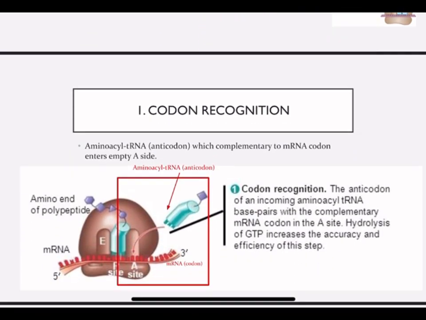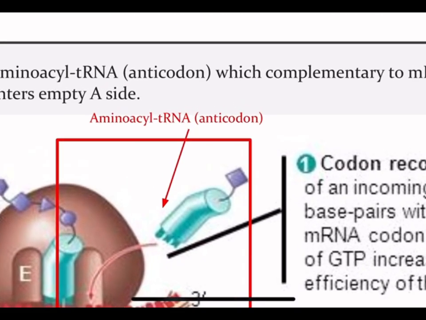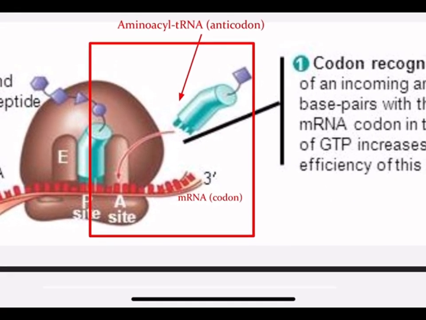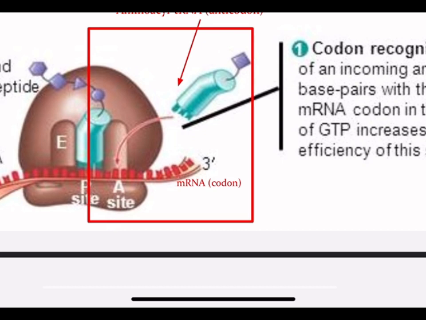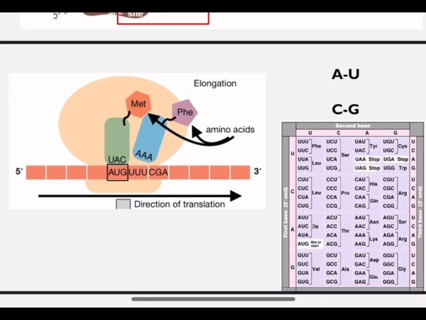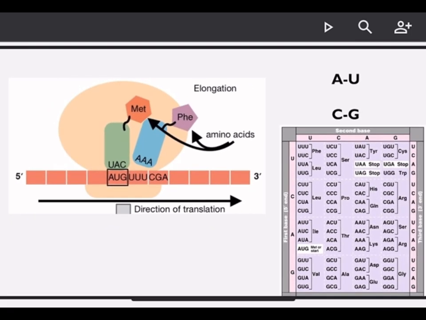Let's look at the codon recognition. During codon recognition, the aminoacyl tRNA, whose anticodon is complementary to the mRNA codon, enters the empty A site. What is meant by complementary? Let's look here. This is mRNA, AUG, and it's complementary to the UAC anticodon.